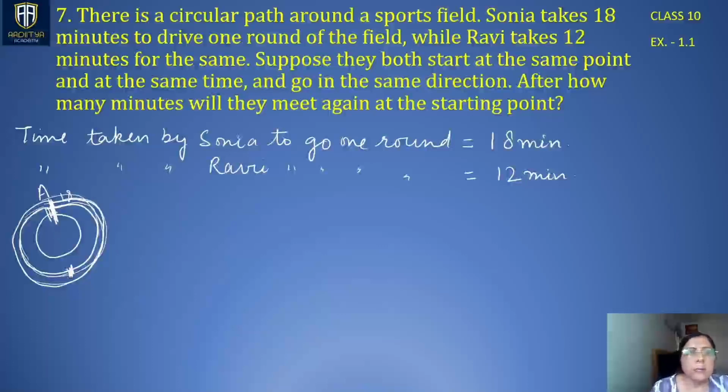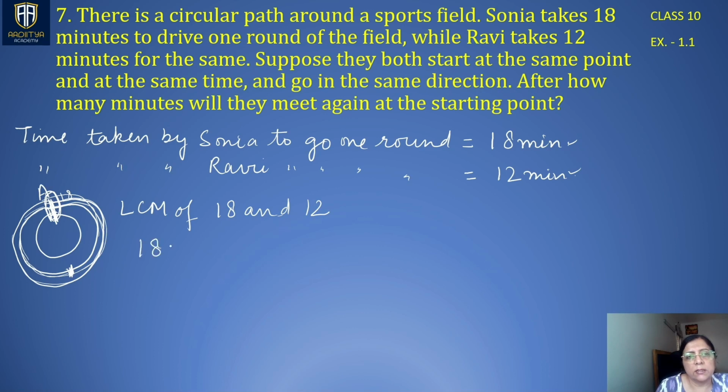But since these numbers are small, we can do them orally. Otherwise, what we have to say is, what is the common number or common time at which they will meet at their initial position? And for that, we have to take the lowest common multiple of the numbers which they take to cover one round, right? So LCM of 18 and 12. You have to find the LCM of 18 and 12.